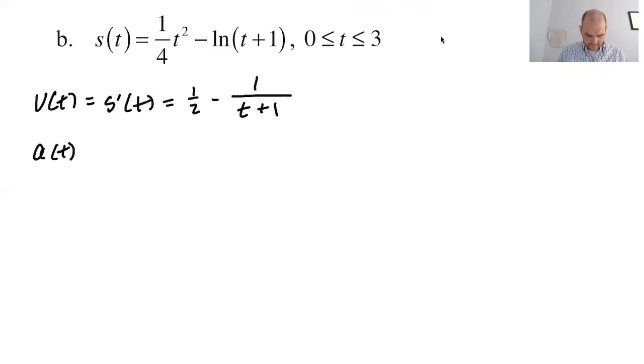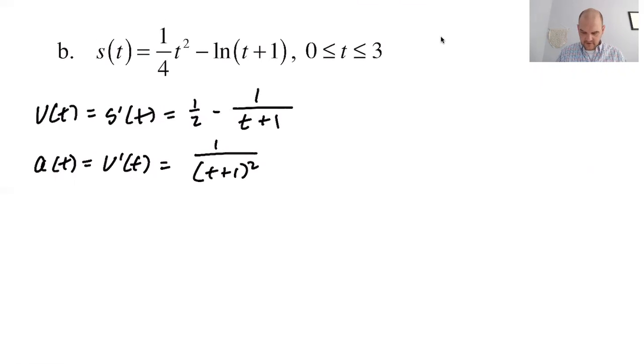So a of t is going to be v prime of t. You could, if you wanted to, say it's s double prime of t, because it is, but that seems like overkill. In my mind, the derivative of 1/2 is 0. I'm thinking of the rest as -1 times the quantity t plus 1 to the negative first. I bring down the exponent, so -1 times -1 is positive, and then t plus 1 to the negative second, because I'm subtracting 1. So I'll write it as 1 over t plus 1 squared. Again, that's not defined at -1, but it doesn't matter because -1 is not in the interval we're looking at.